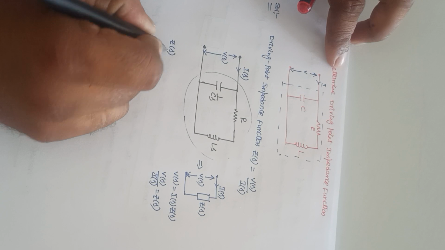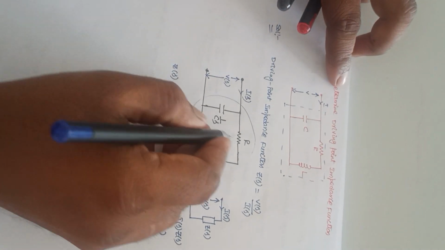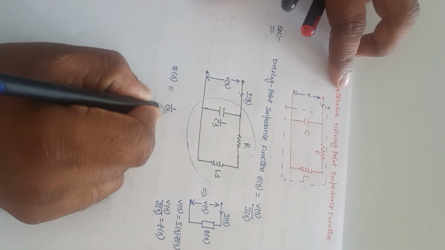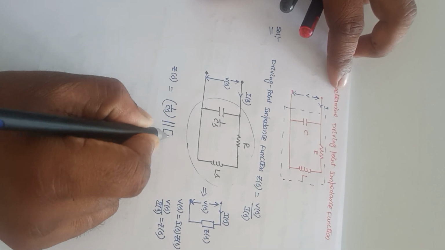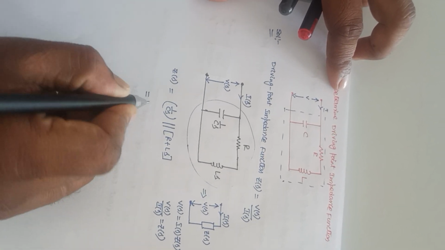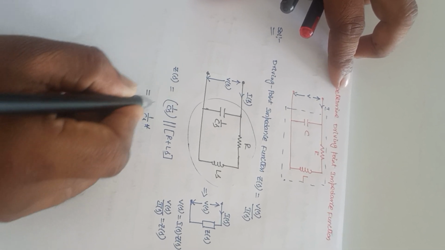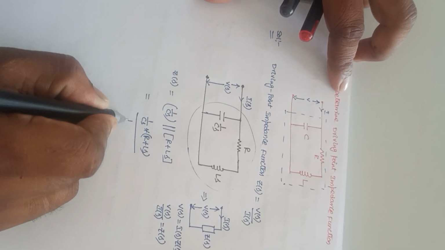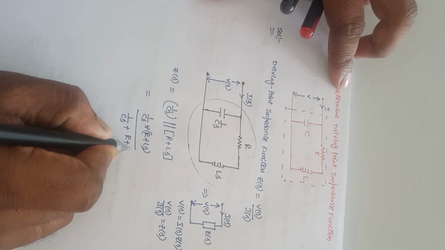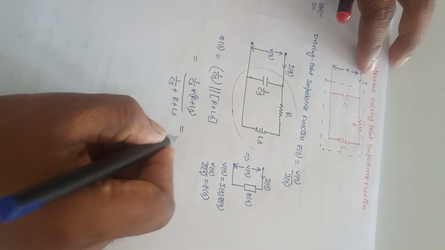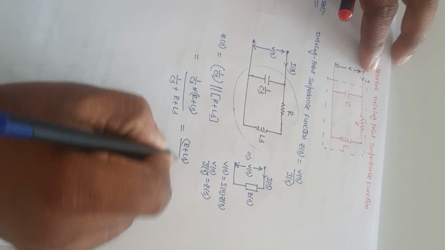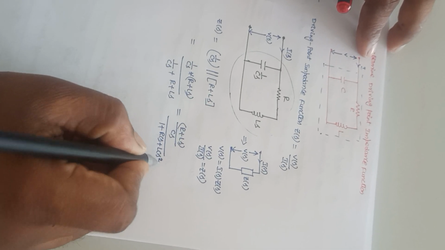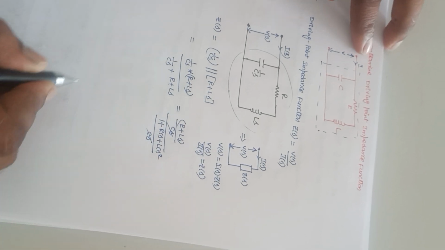So Z of S is equal to, from this, these two are connected in series. For this series connection, it is in parallel connection. So 1 by CS is in parallel with R plus LS. So if you calculate it, Z1 Z2 divided by Z1 plus Z2, that is 1 by CS into R plus LS divided by 1 by CS plus R plus LS. And if you calculate it, R plus LS divided by CS is 1 plus RCS plus LCS square divided by CS. This CS will get cancelled here.